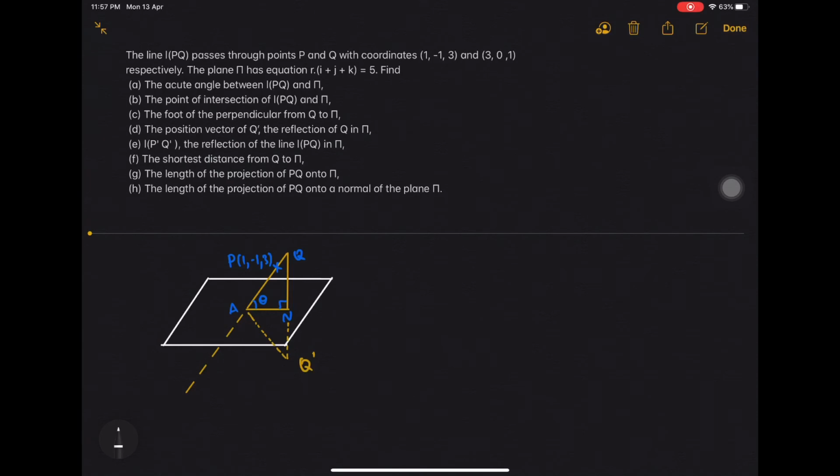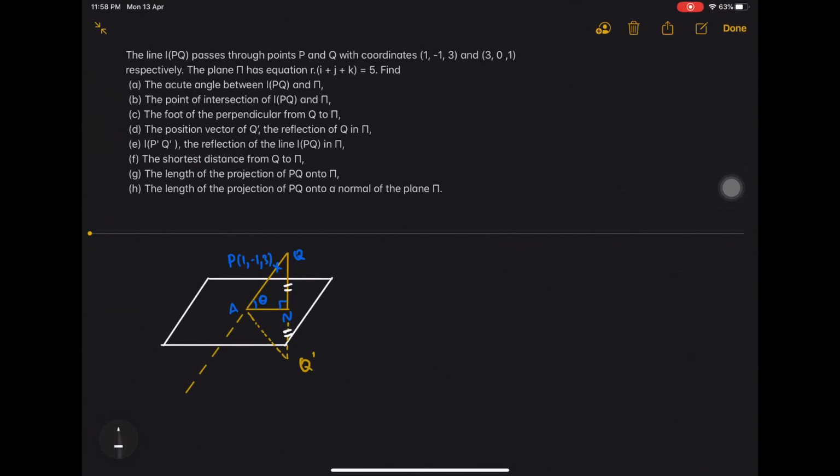For the next question, they want us to find the position vector of Q prime, which is the reflection of Q in the plane. So we're going to find OQ prime. You can see here I have labeled it there for you to see. Since it's a reflection, the line QN and the line NQ prime must be equal, right? Because it's a reflection, just like how you look in the mirror. The distance from you to the mirror and from the mirror to the image is the same.